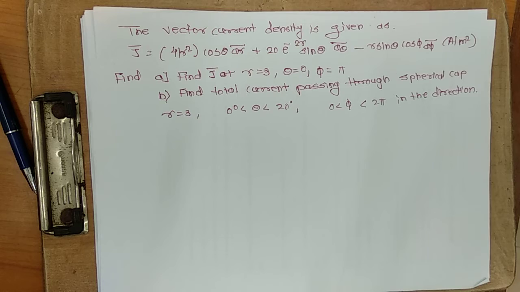So you have to calculate the J bar just by putting the values: r is equal to 3, theta is equal to 0 and phi is equal to pi. Okay, the first question is very simple. You have to think somewhat harder for the second question. What they have given is J bar, and we have to calculate that current density.